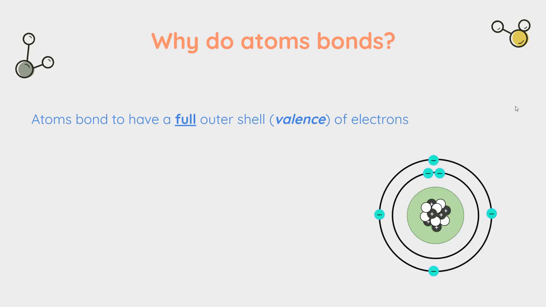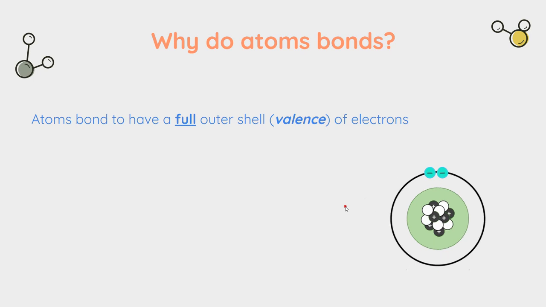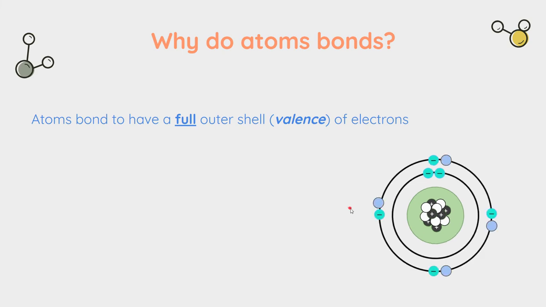For instance, take this atom in the bottom right. Notice that it has a half full outer shell. It only has 4 electrons, but it can fit 8. It really has two options here. It can either lose its outer shell entirely, having that full inner shell, or it can gain 4 more electrons and somehow have a full outer shell of 8.